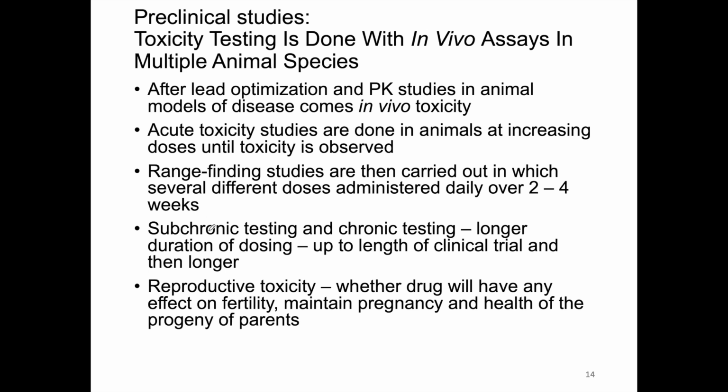And then when you're getting closer to a clinical trial and you're working out how long a clinical trial is going to be, you do subchronic testing or chronic testing of the drug. So dose the drug repeatedly up to the length of that clinical trial and ensure that in animal studies there are no observable toxicity issues. And then also see what the issues are in terms of reproductive fertility, because clearly you'll need to be able to show whether or not there will be effect on the progeny of parents.